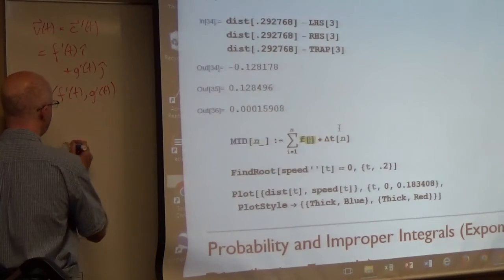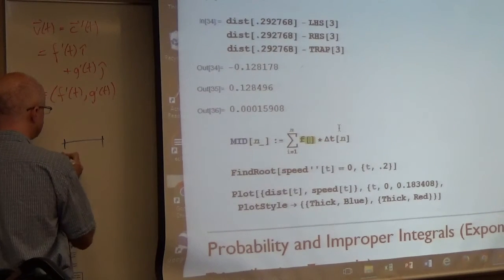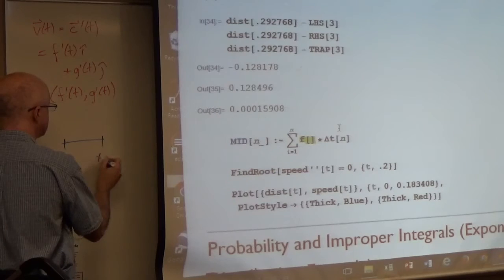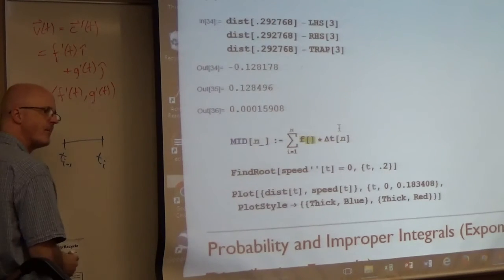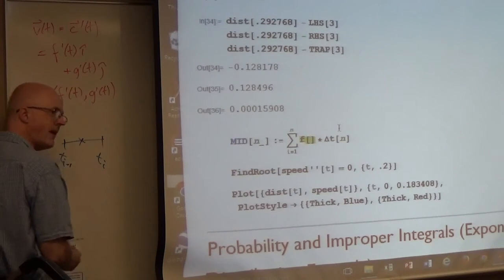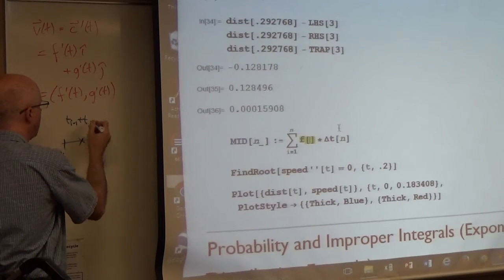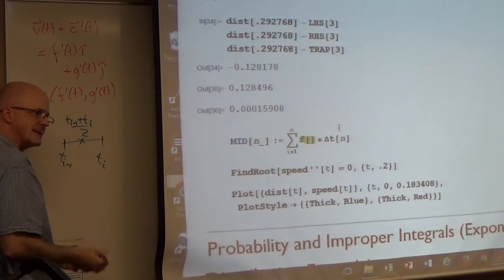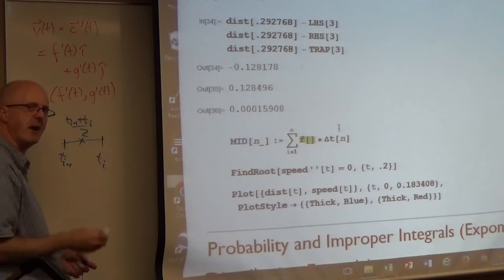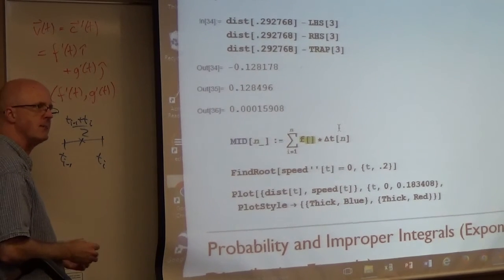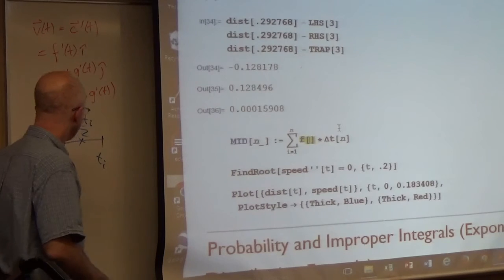In your generic ith interval, where this is t sub i minus 1 and this is t sub i, the midpoint is their average: t sub i minus 1 plus t sub i, over 2. That's what's got to get plugged into f. That determines the height of the rectangle for the midpoint rule.